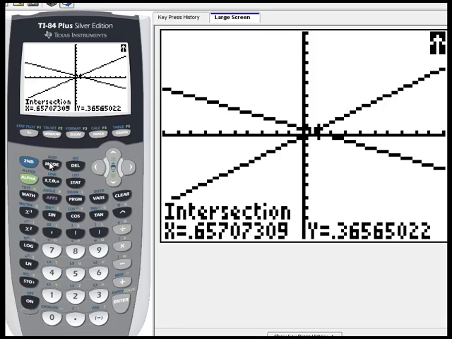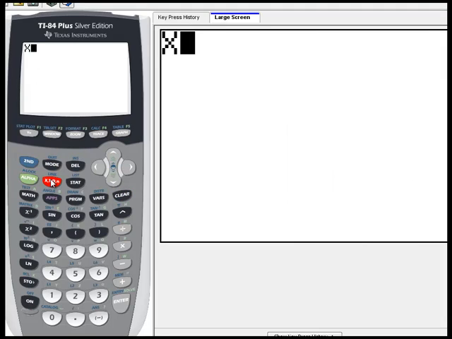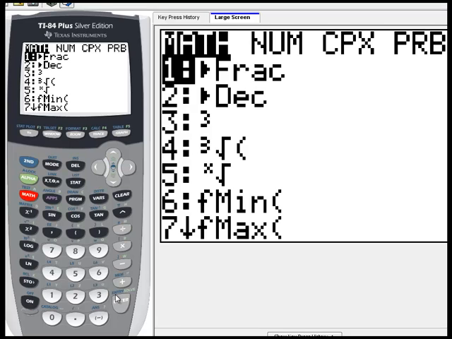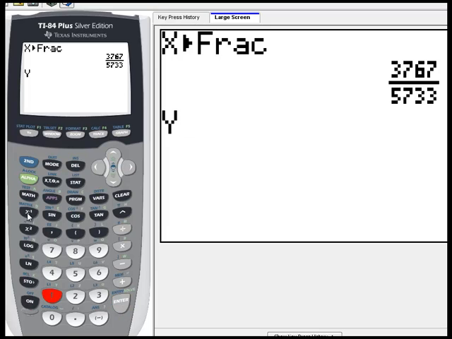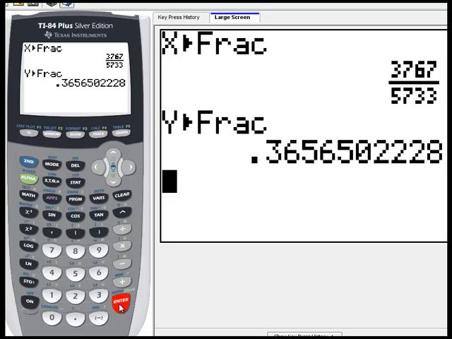Back to the home screen. Let's take a look at x. Math, fraction conversion, enter. Okay, we seem to indeed have an exact x there. How about y? Alpha, y, math, fraction, enter. Oh, okay. The calculator has just returned the decimal approximation. No rational fraction conversion in this case. Alright. Well, let's record the answer that we have on the paper.